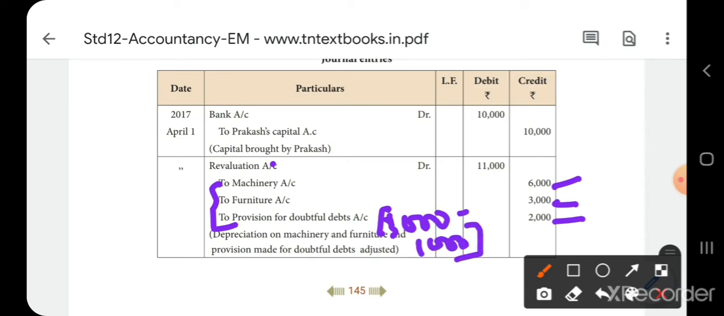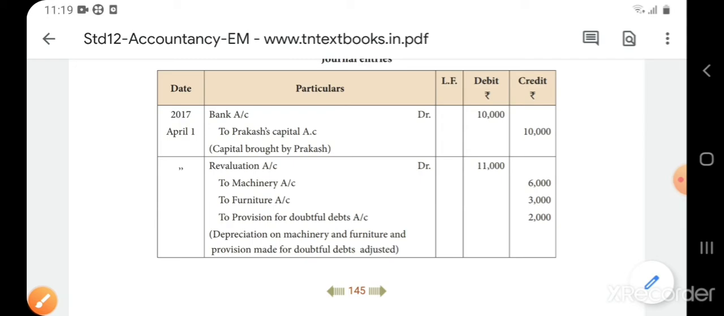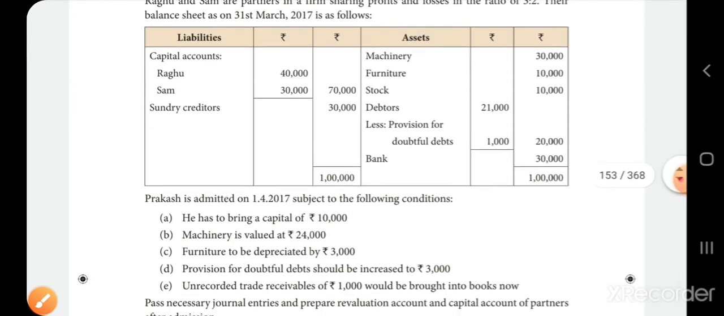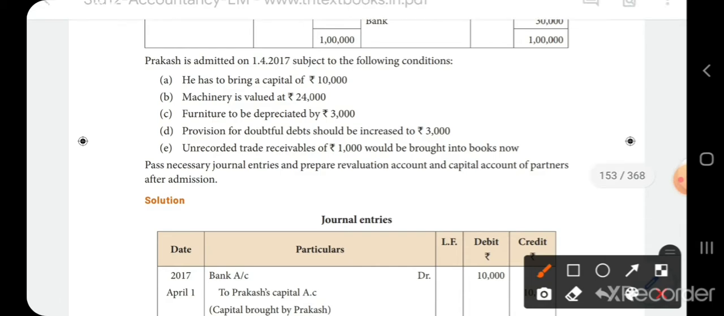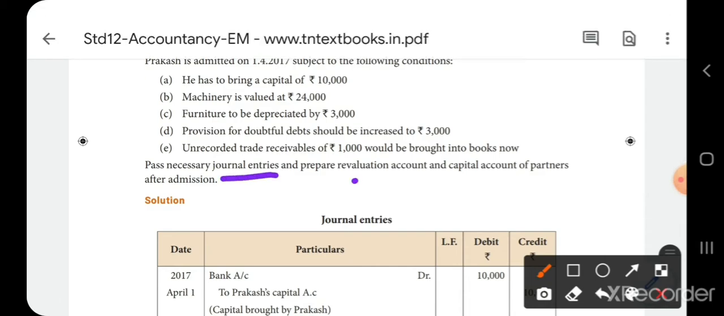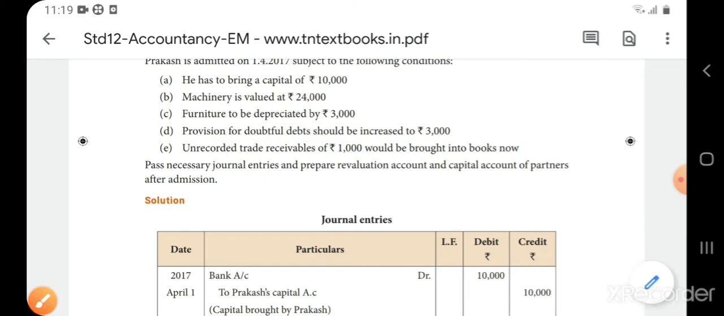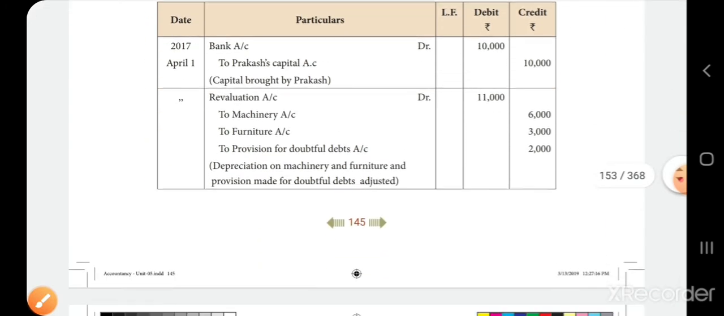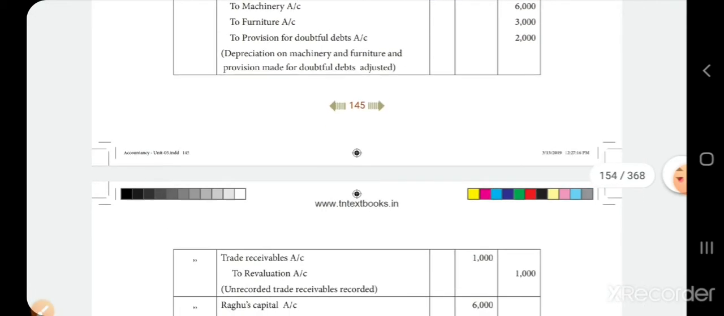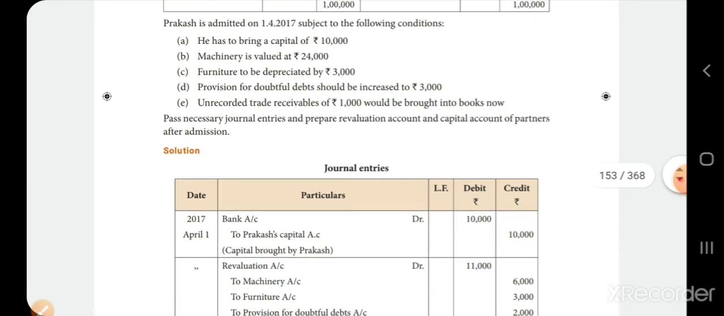Okay. Next, they have asked you to prepare the journal entries and revaluation account and capital account of partners after admission. Okay. Now till this, hope you understood the journal entries. Okay. One more entry is there.